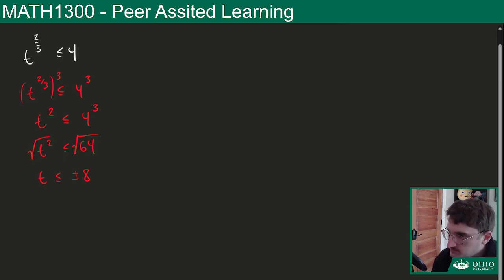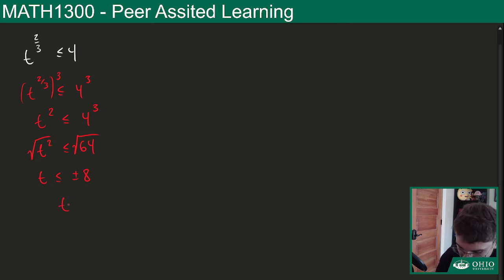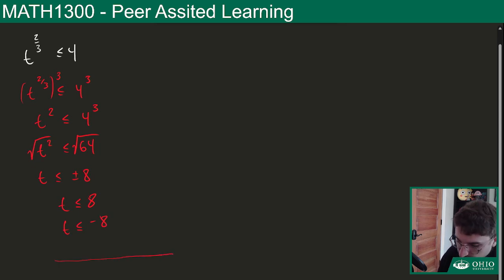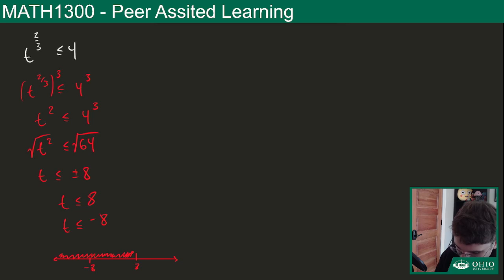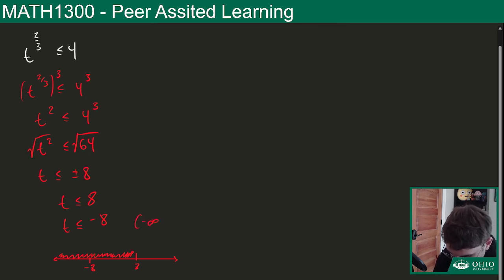Now, what's not necessarily clear here is that if I split this plus or minus 8 into two distinct solutions, I have t is less than or equal to 8, and t is less than or equal to negative 8. And on a number line, what this looks like is that I have the spot 8, I have the spot negative 8, and t exists everywhere behind both of them. So you might be tempted to say, okay, my solution here is negative infinity up to 8. But this is actually incorrect.